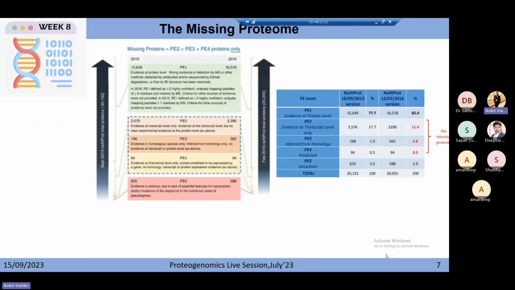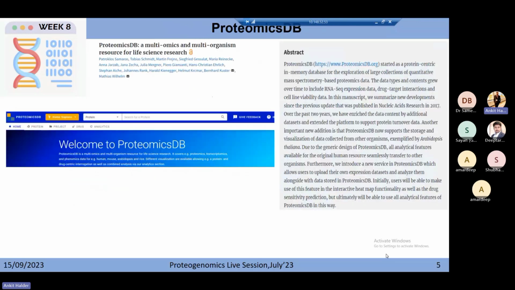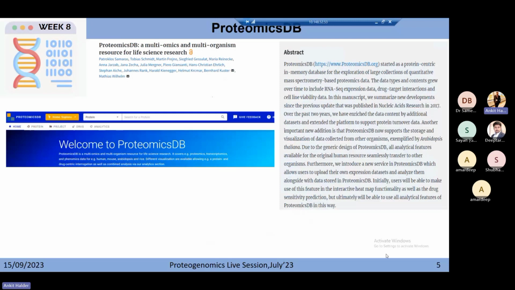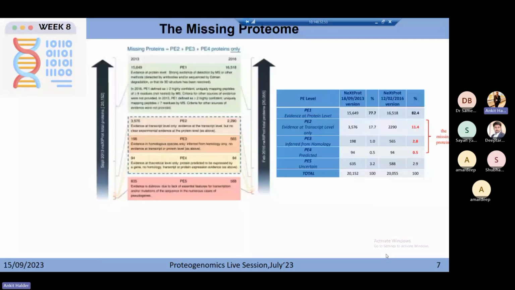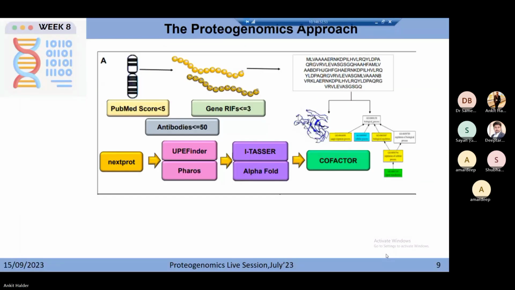But since we have discussed the missing proteome and the proteome at the different P levels, so P1, P2, P3, P4, and P5, there are some proteins which are in the dark regions. These are known as your Tdark proteins. By definition, if we have a PubMed score of less than 5, a GeneRIF score less than or equal to 3, and antibodies less than or equal to 50.